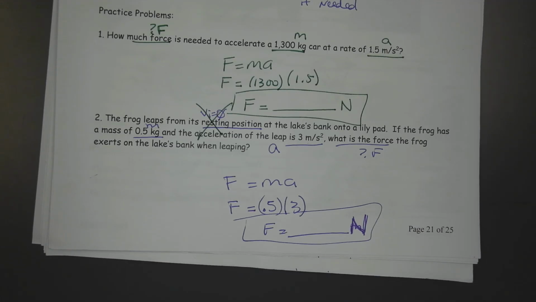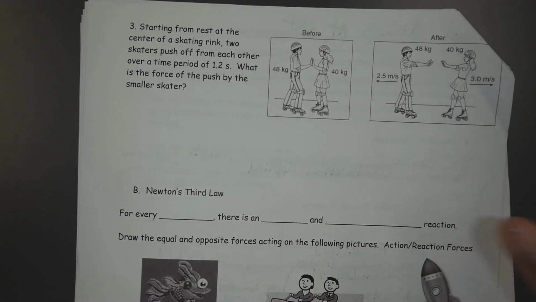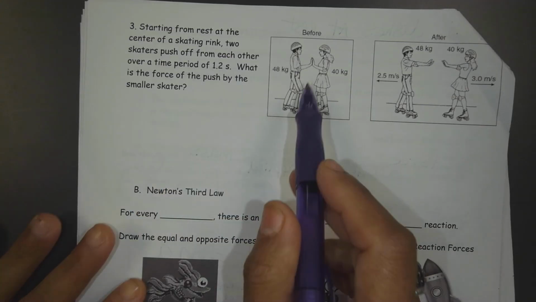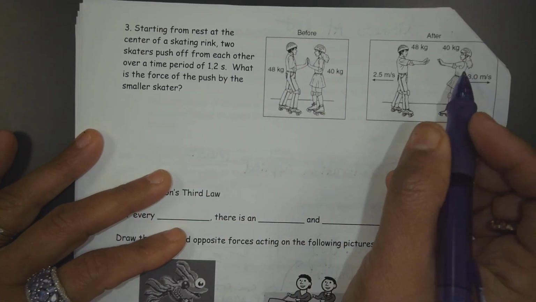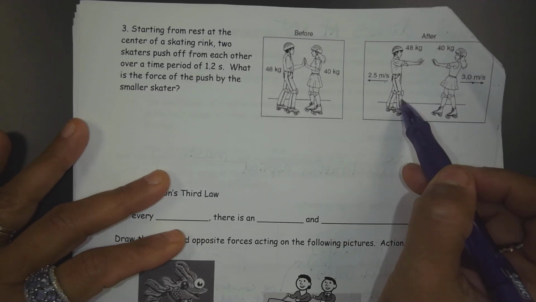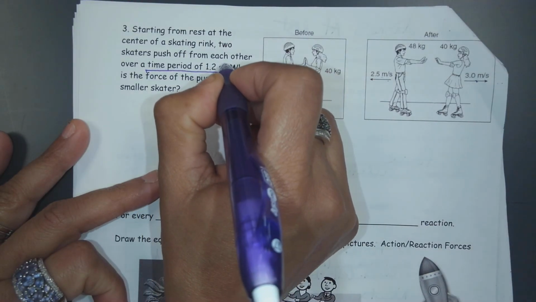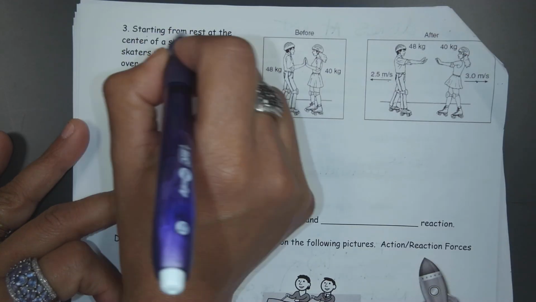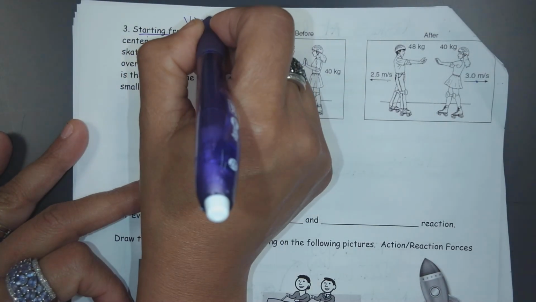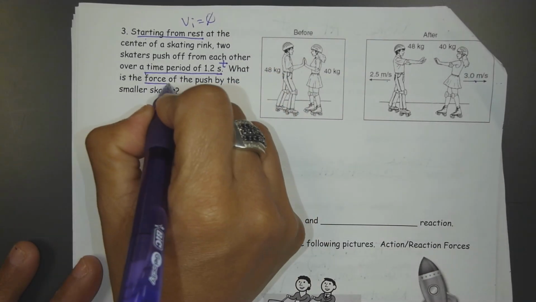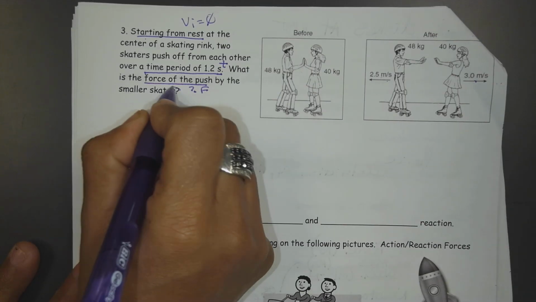Okay, let's take it up a notch. Turn the page. We're almost done. We have these two kids on roller skates. They're in the center of the roller skating ring, and they're going to push off of each other. Because they have skates, they're going to go in opposite directions. The time they took to push off of each other was 1.2 seconds, T. Both start from rest, VI is 0. Sometimes numbers are extra junk, sometimes they're important. Let's keep going. What is the force, F, of the smaller skater?